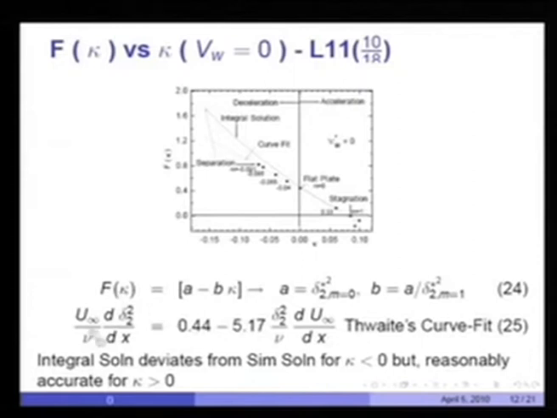So, f k being equal to u infinity delta 2 squared by nu, the rate of growth of momentum thickness is equal to a constant minus another constant times delta 2 squared by nu du infinity by dx. This is a Thwaites curve fit, a universal curve fit for the case in which suction and blowing are absent. We will make use of this relationship, as you will see on the next slide.